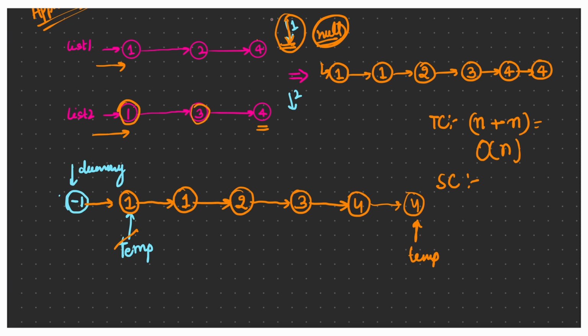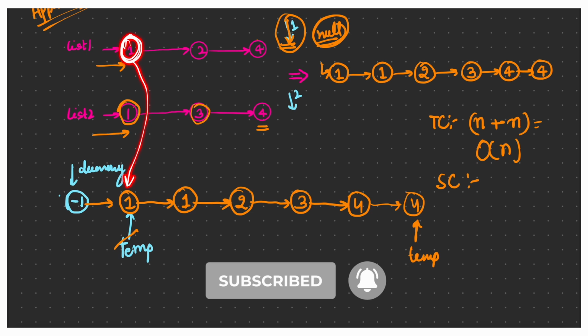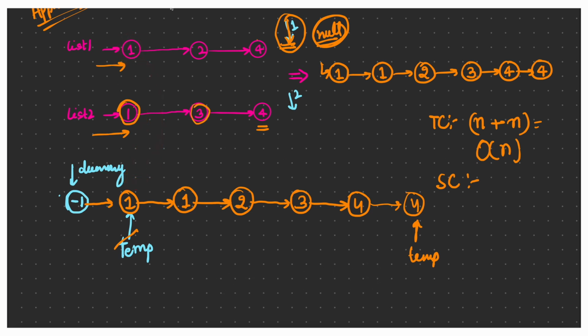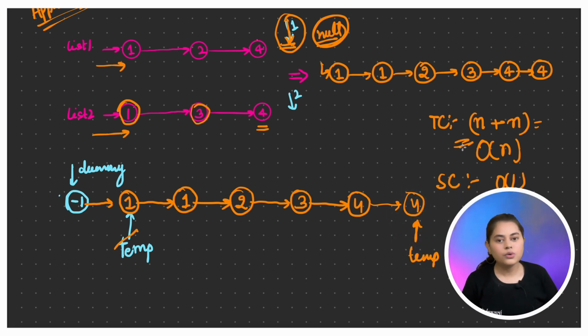Did we take any space? No. We appended the same node, right? Let's say this was the node, so we took this node and we appended it to our result list. So that means in this case the space complexity will be O of 1, right? So this is how you can merge 2 sorted lists into one sorted list, right?